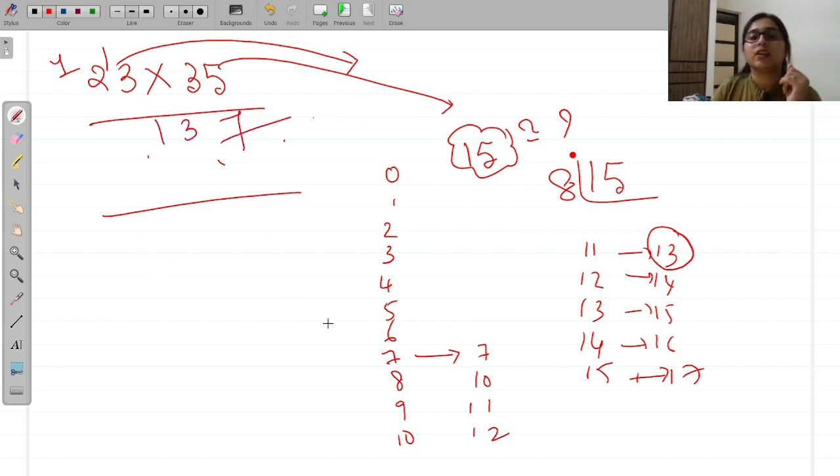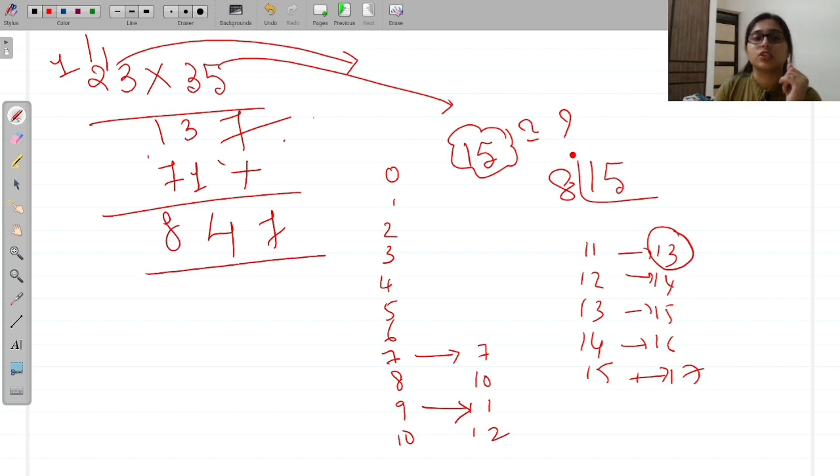Next, 3 3s are 9. How are you going to represent 9? It is 11. 1 carry. 3 plus 4, 7. So this is 7, this is 4, this is 8. Sorry, 7 plus 1, 8. But 8, I cannot write it as 8. I can write it as 0, 1. 1047. So let us check this.